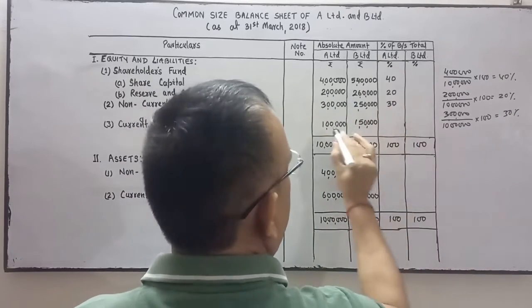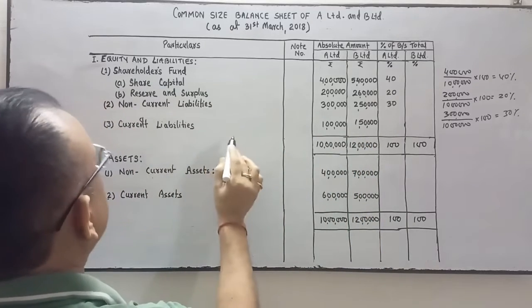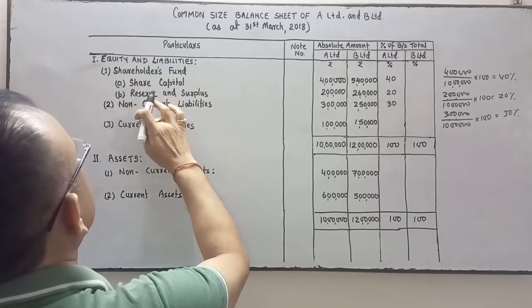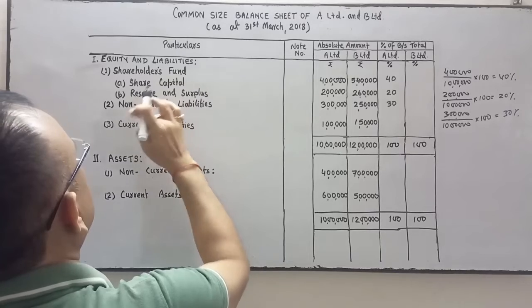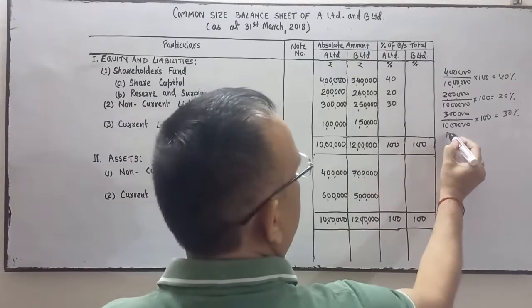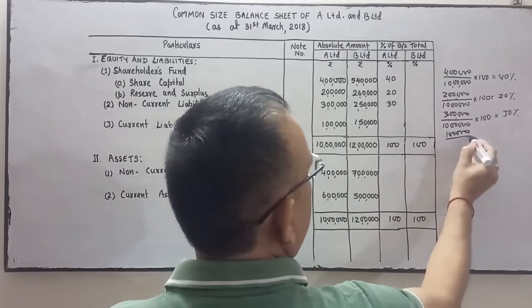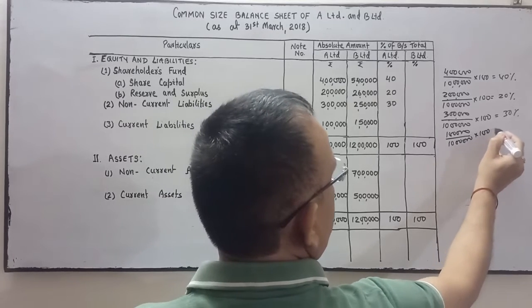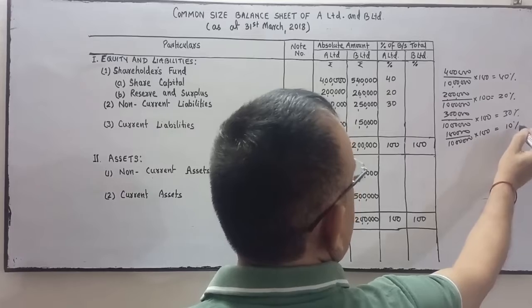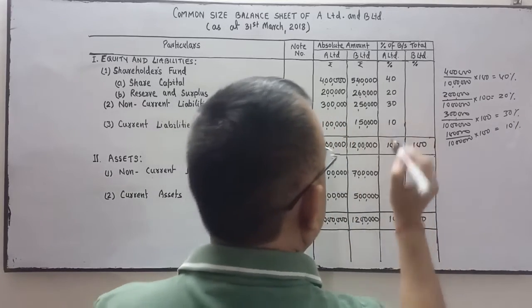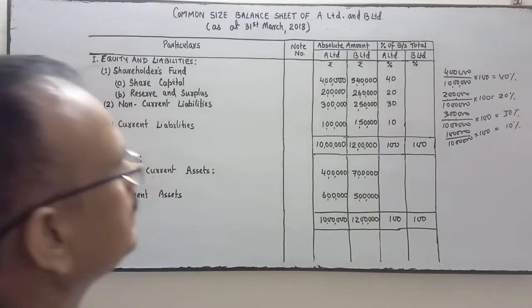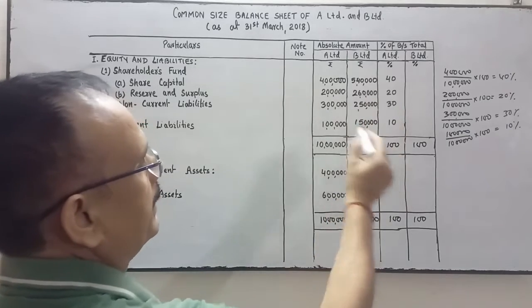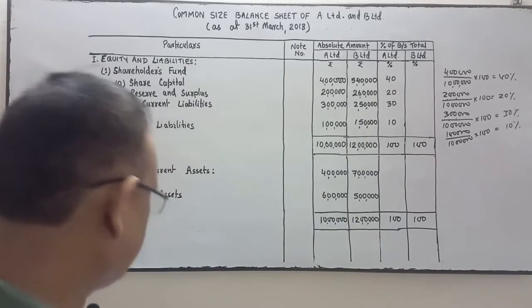30%. Now current liability is 1 lakh upon 10 lakhs, the total equity and liability, into 100. So it is 10%. Is it clear? 40, 20, 30 and 10. So this is 100.